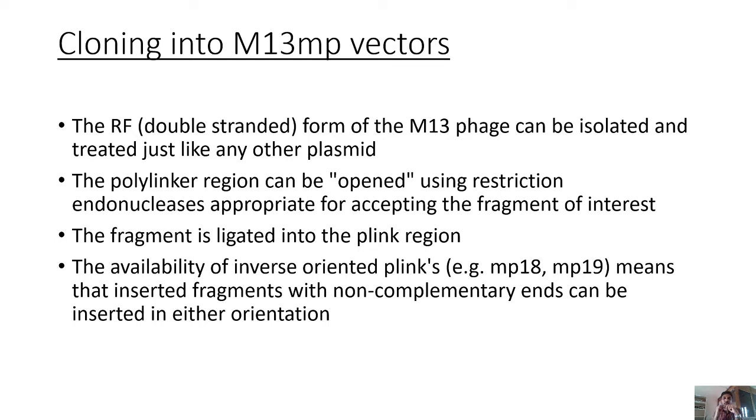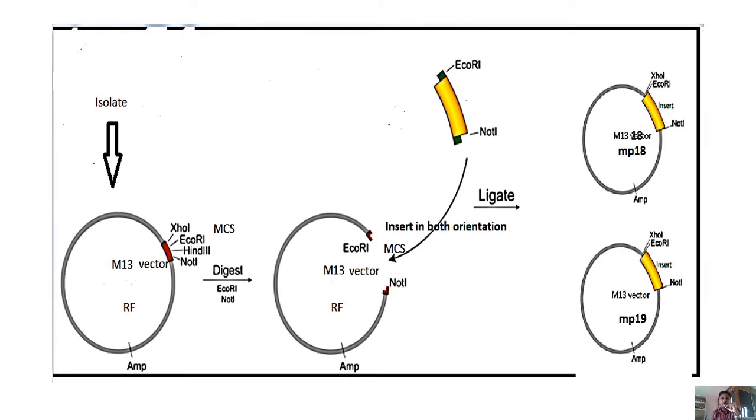Next, I'm going to talk about how we can clone a foreign DNA into this M13 vector. For that, you need to isolate the double-stranded M13 vector or M13 phage. I have already told you that this M13 phage or vector exists in two forms within the bacterial cell: the double-stranded form and the single-stranded form. The double-stranded form is known as RF, or replicative form.